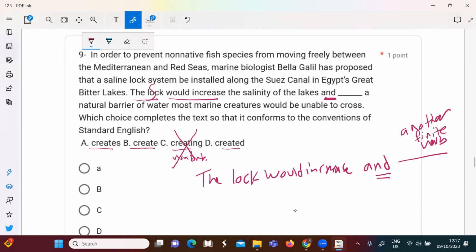The lock would increase and, a space, I need a verb. Is this one in the present, these two in the present, and which one is in the past? Okay, in order to decide I have to look for another verb. Okay: a marine biologist has proposed that a lock be installed along the and so on. The lock would increase and so on.